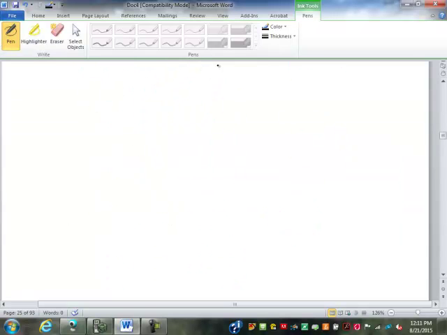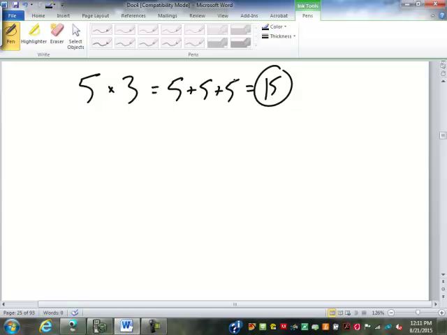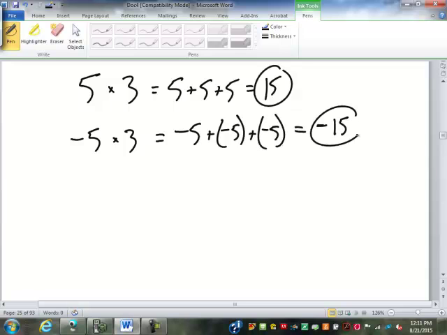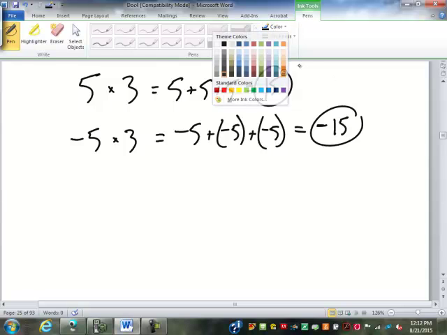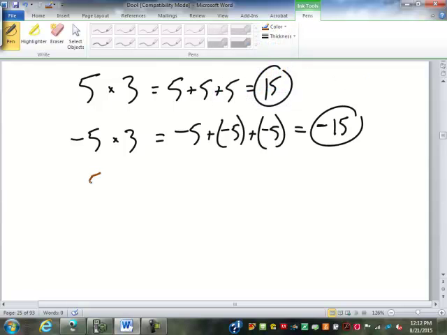We'll work on it. We've already mentioned that multiplication is repeated addition. 5 times 3 is just 5 plus 5 plus 5. Gives us 15. With that definition out there, it's fairly simple to comprehend negative 5 times 3. That's just negative 5 plus negative 5 plus negative 5, or negative 15. Negative 5 added together 3 times.